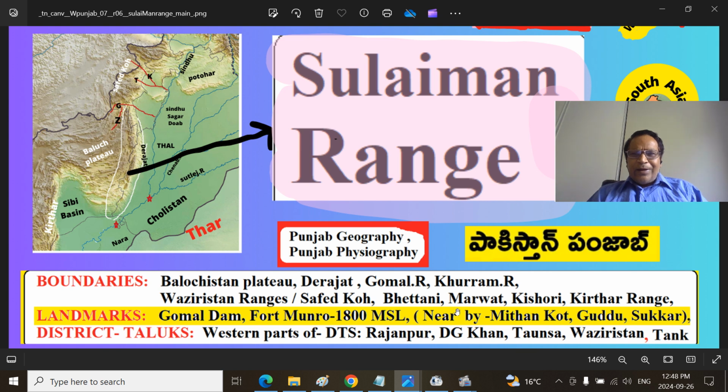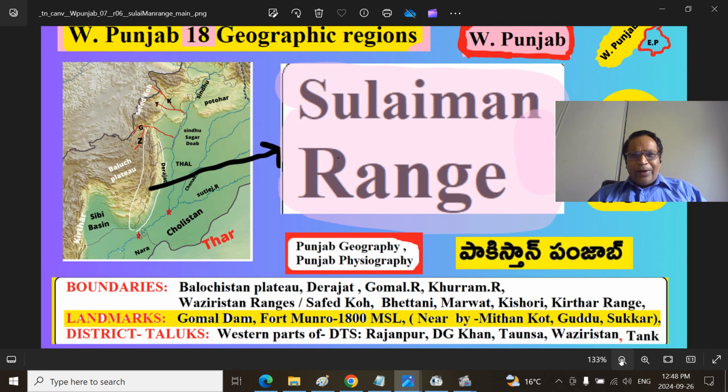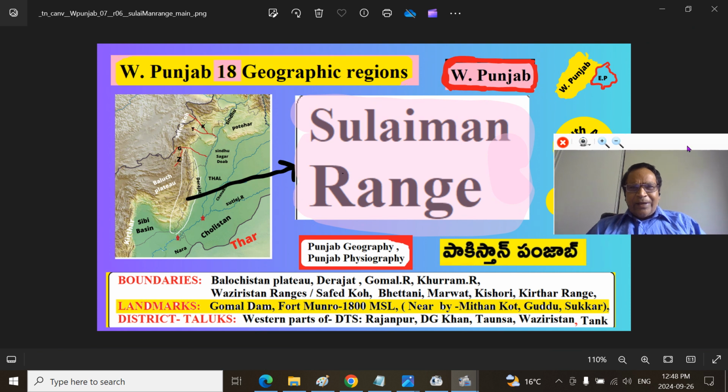Now there are many districts, Kashmore, Ghotki and all those. So districts and taluks. Essentially this is the western mountain region. So the districts of Rajanpur and Dera Ghazi Khan and Taunsa, certain parts of the Waziristan area, and the Tank district in this area, are now part of Khyber Pakhtunkhwa or the Northwest Frontier Province. I have put it for completeness and clarity, because we are not just picky about how the leaders have drawn the Punjab political boundaries.